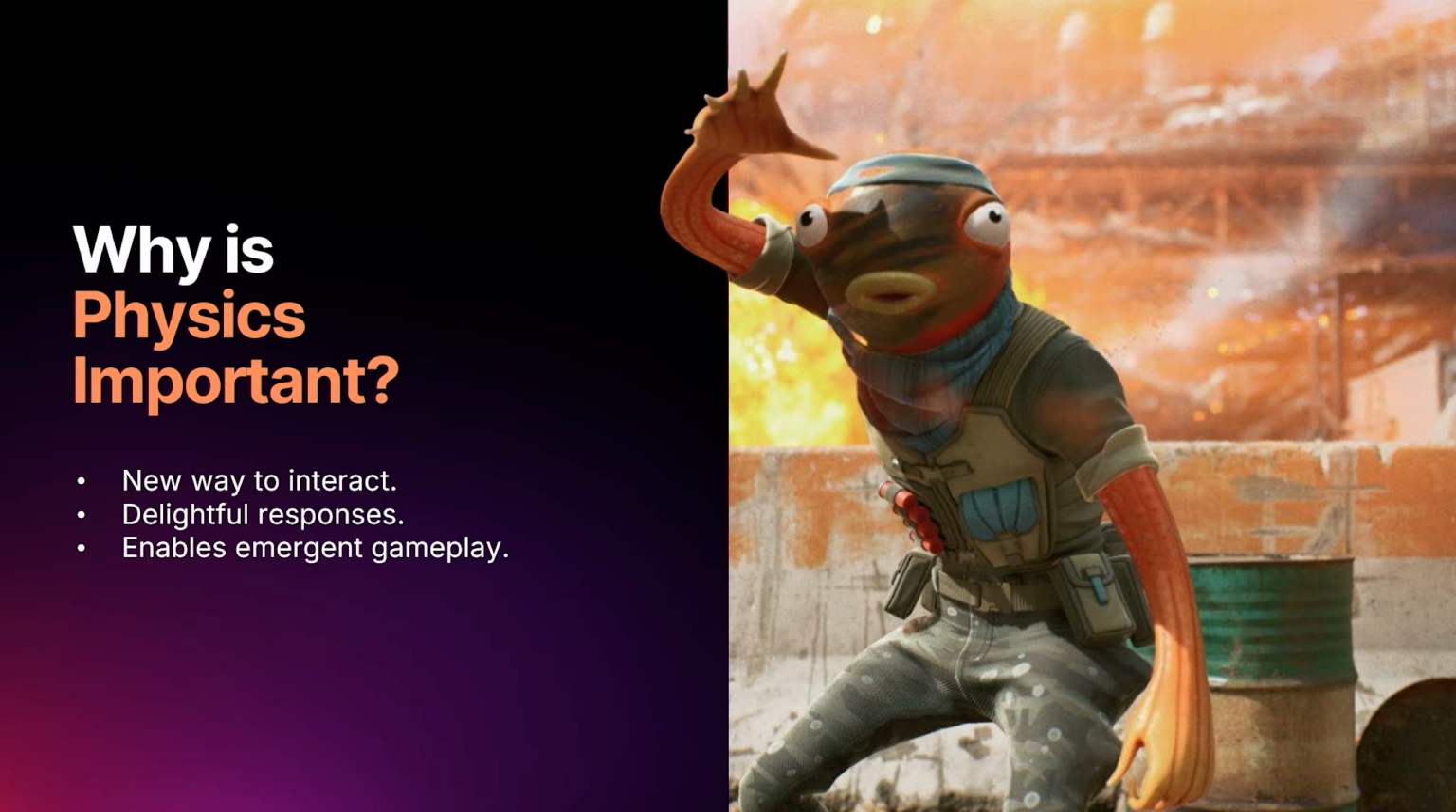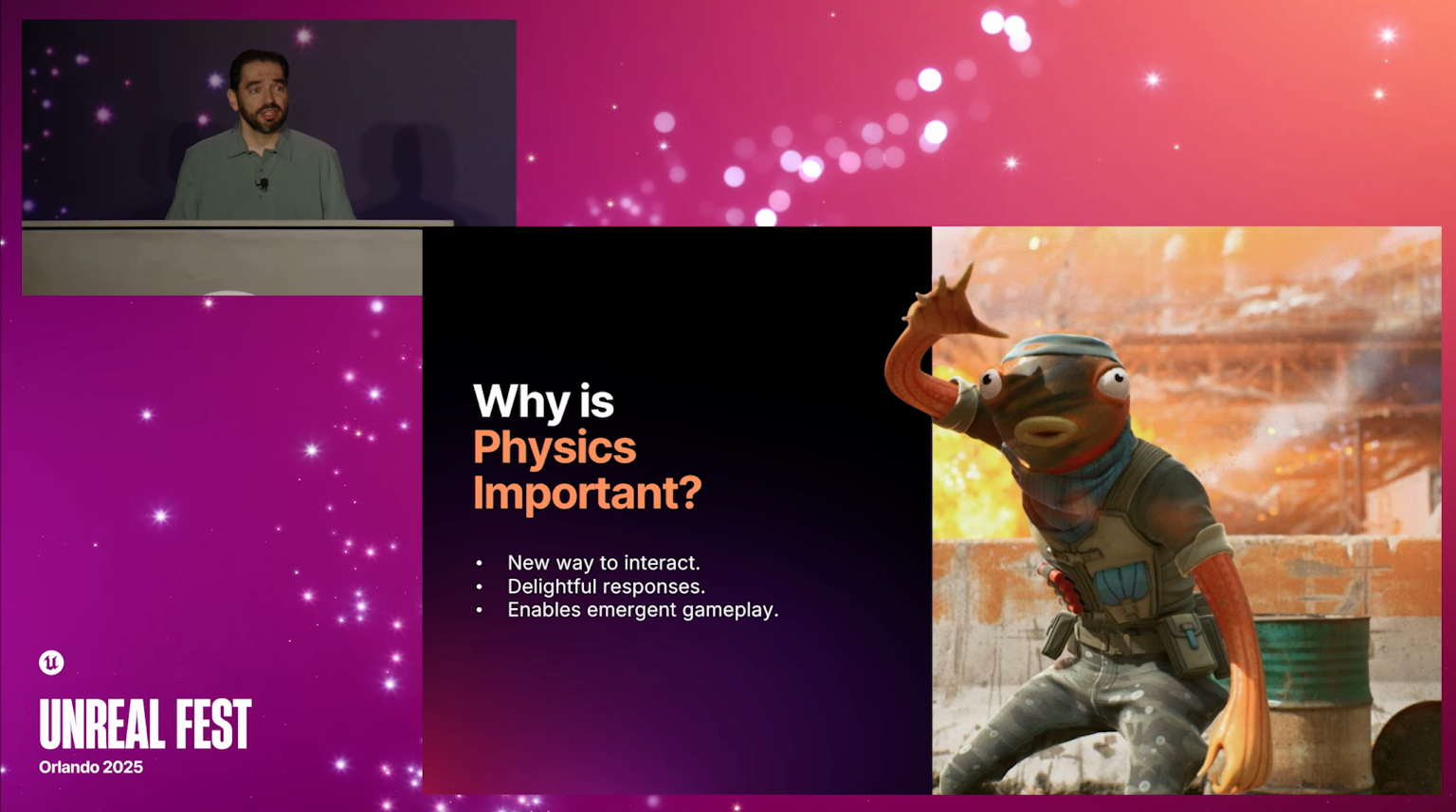So why is physics important? Well, if you utilize physics as a system, you'll find that it's a new way for your players to interact. It provides delightful responses to everything that they do. It also enables emergent gameplay, and emergent gameplay is key because it'll enable you to engage your players for longer.